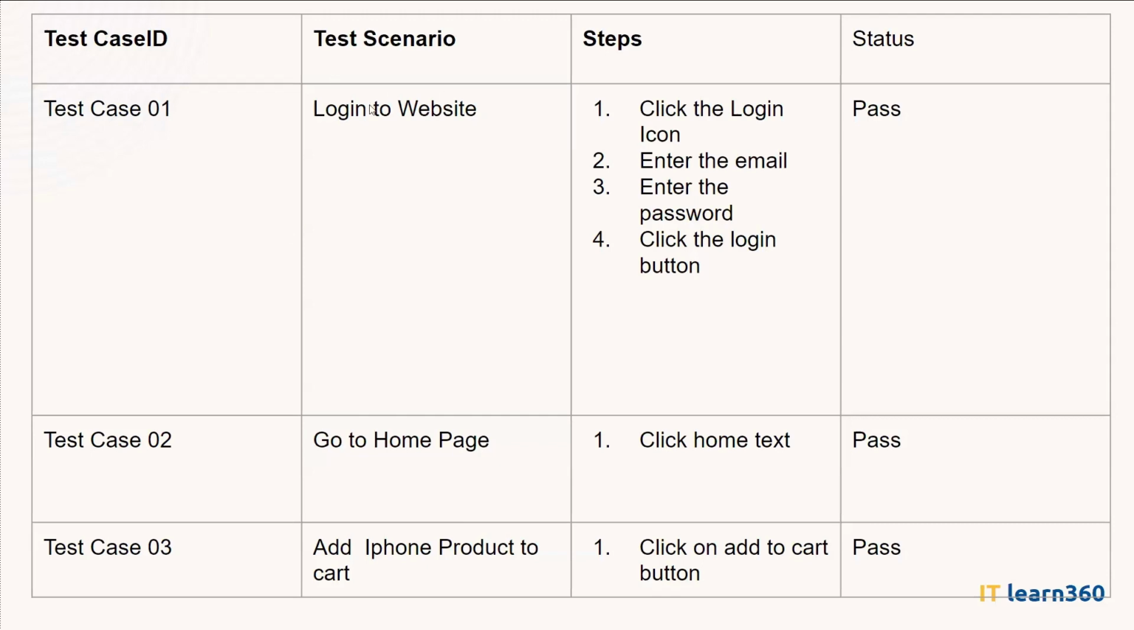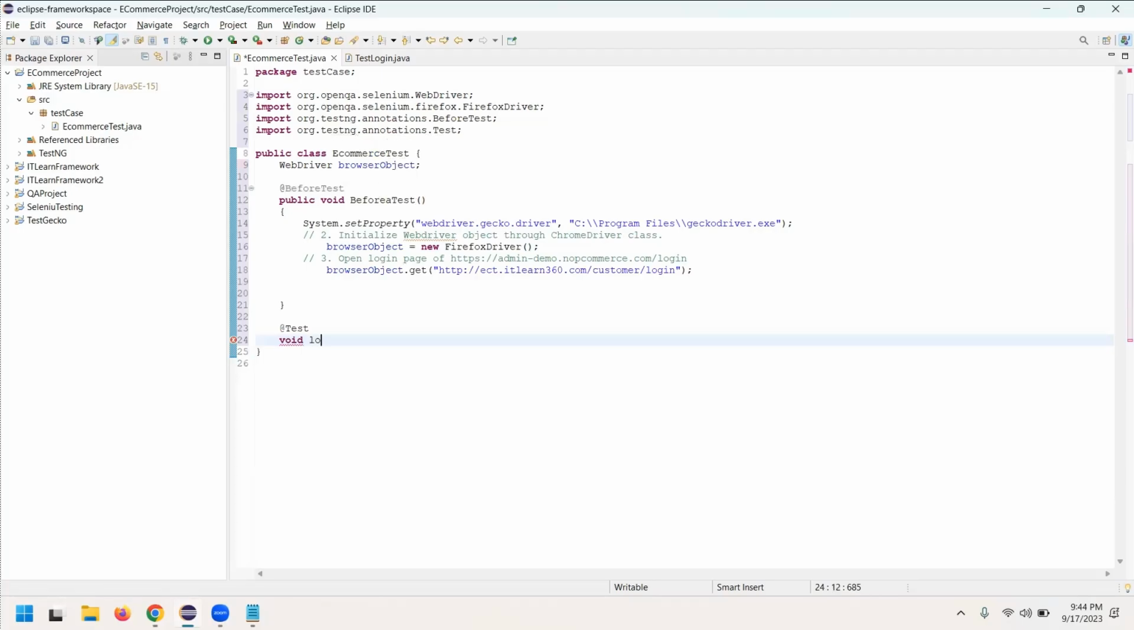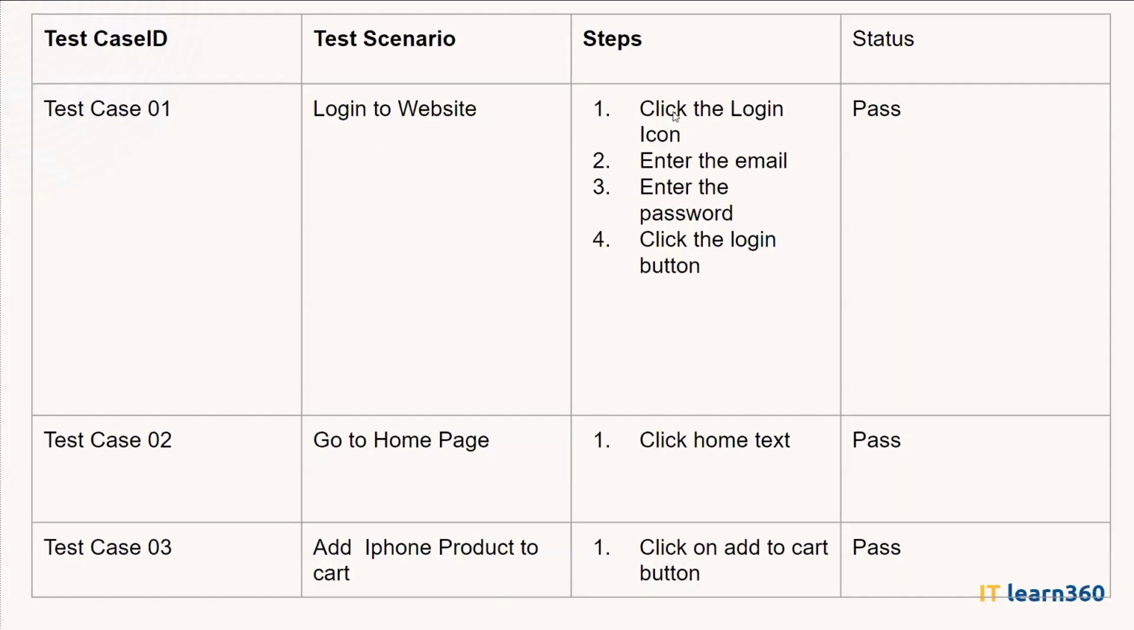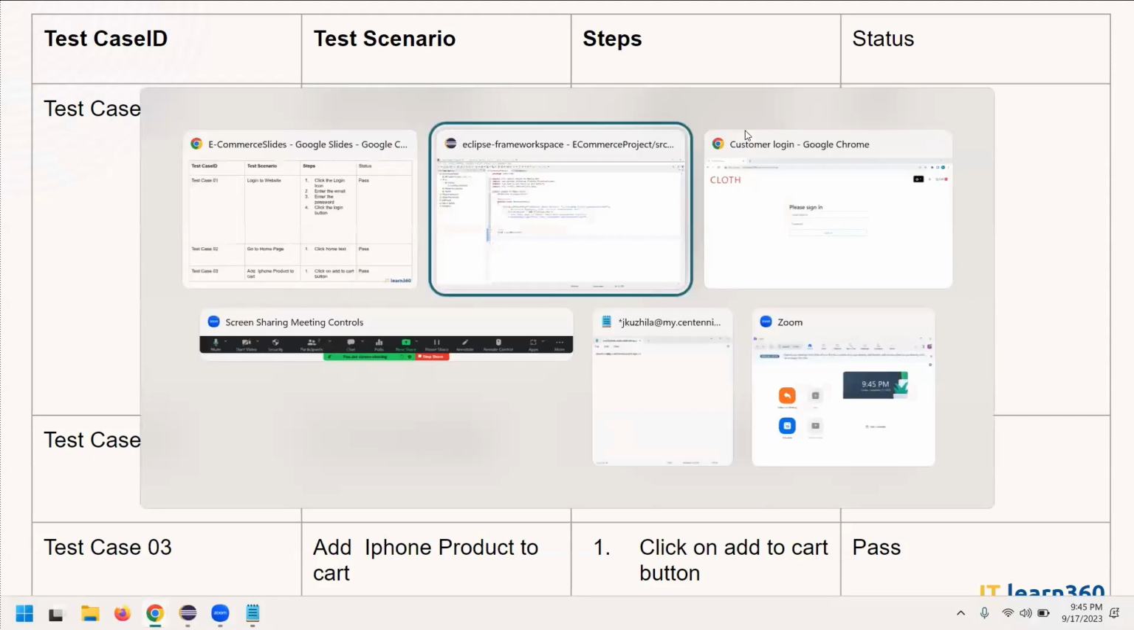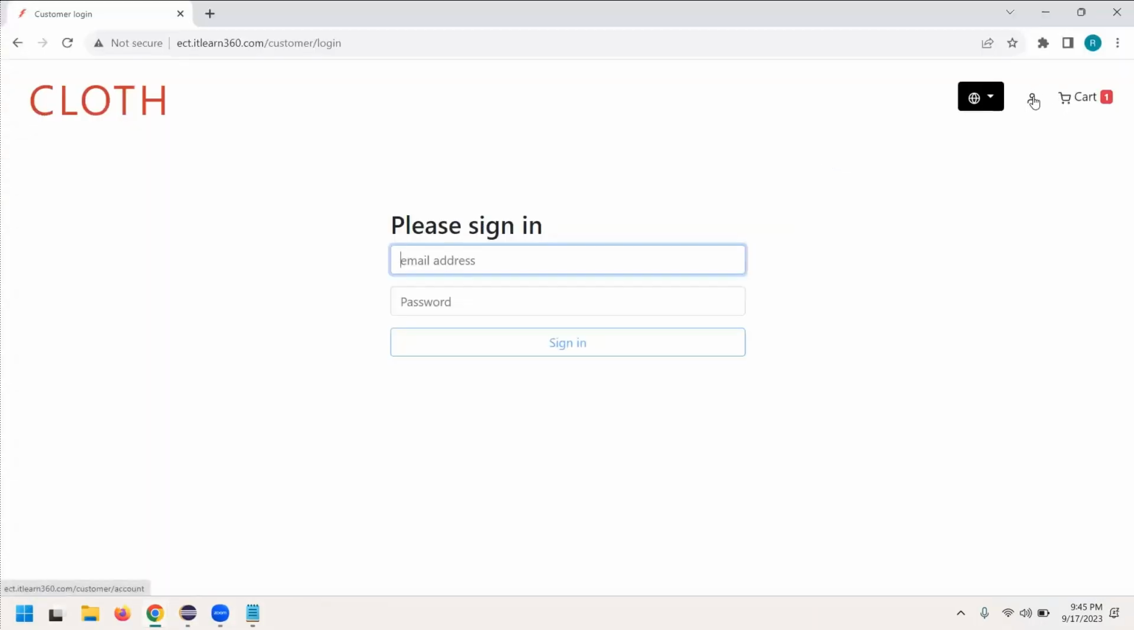The first test case is to log into the website, so I'll write the test case name here as login website. Then inside this, I'm going to write my steps. The first step says click the login icon. This is my login icon, and I have to click on it.